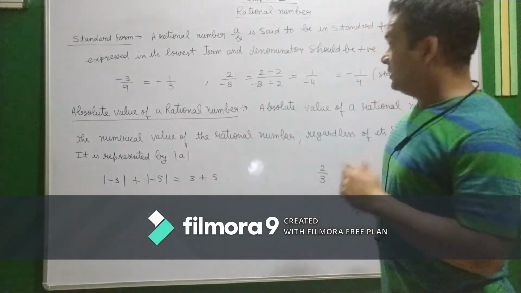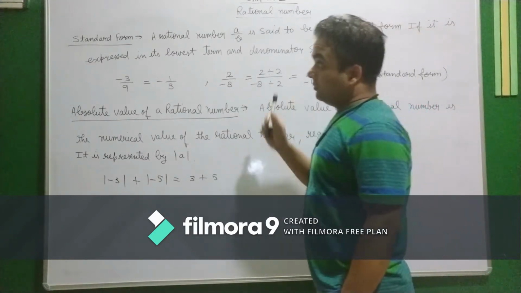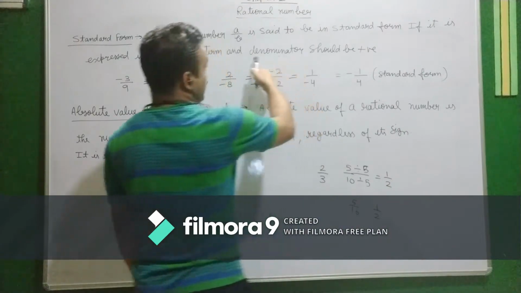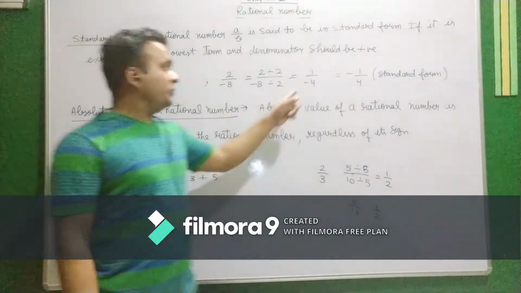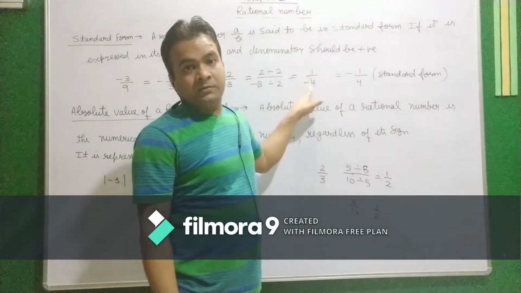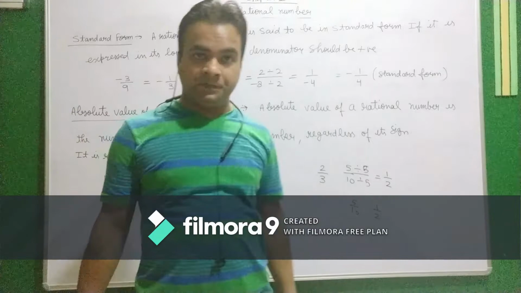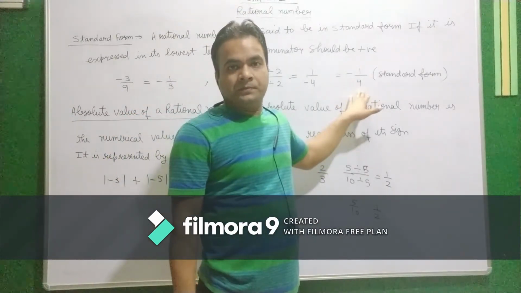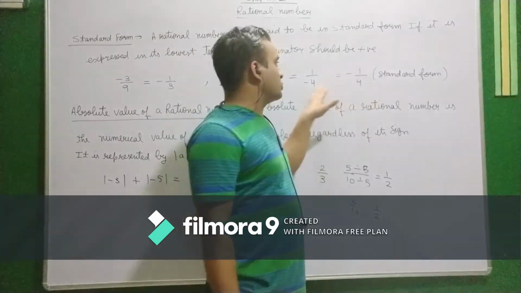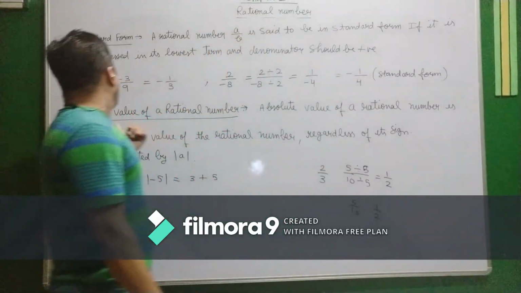But the problem again arises here. One important point which I have written here: the denominator should be positive. And here you can see that the denominator is negative. So it means this minus we will shift upward. And this is the actual standard form. Right? So minus should not be in the denominator also. Right?